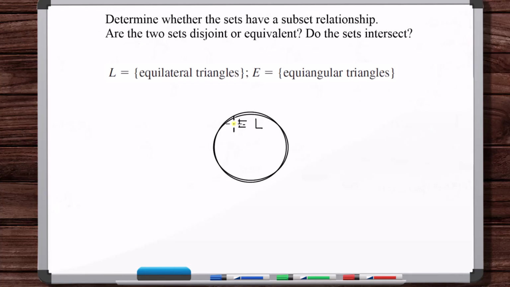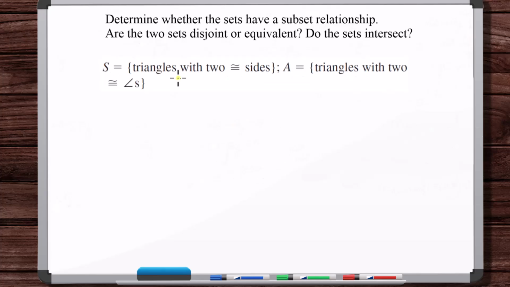If you have an equilateral triangle, then it must be equiangular. If you have an equiangular triangle, it must be equilateral. Okay, the set of triangles with two congruent sides and the set of triangles with two congruent angles. Same exact idea. This is the same set. These are equivalent sets. They lie on top of one another.